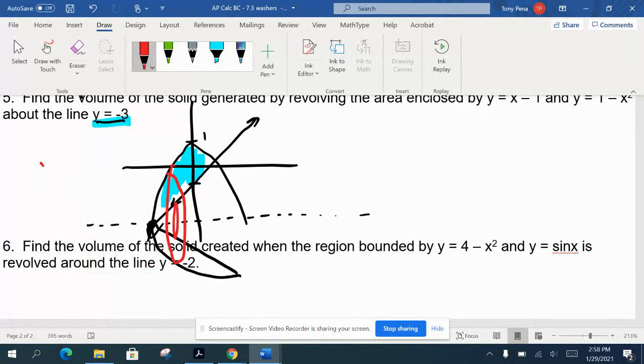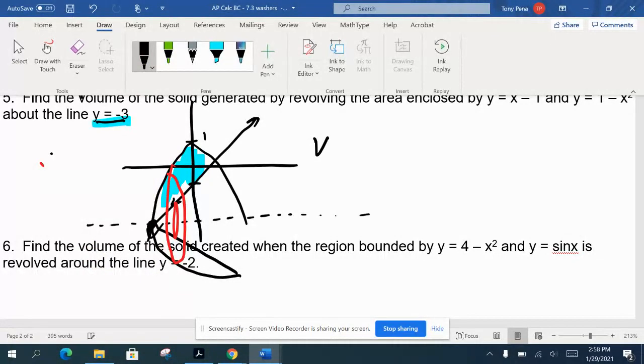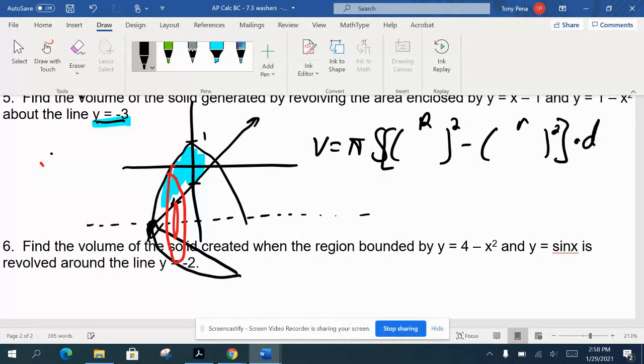Washers come in here. And then we set it up. So volume is pi times big radius squared minus our little radius squared, times our dx. So big radius would have extended from this parabola on down to what we're rotating around, that negative 3. So the parabola was 1 minus x squared minus a negative 3.